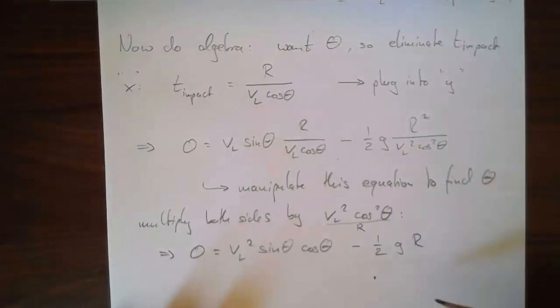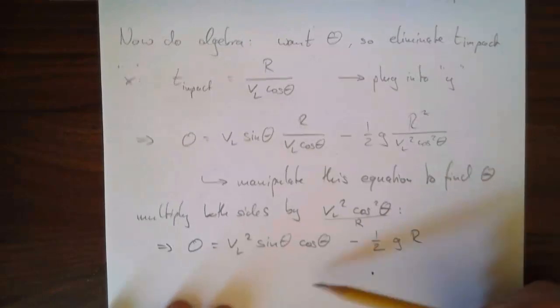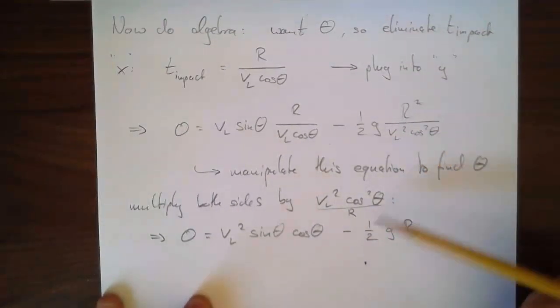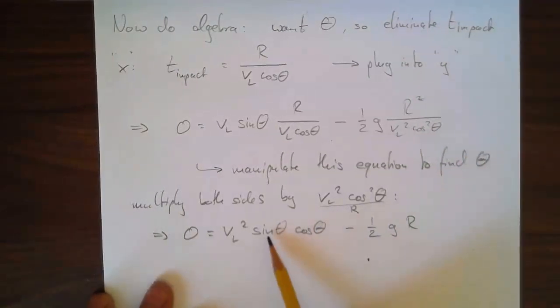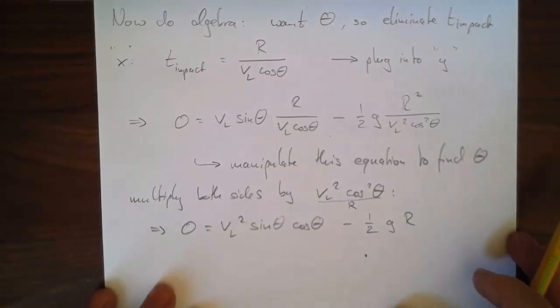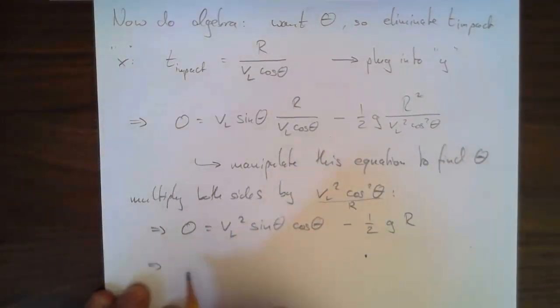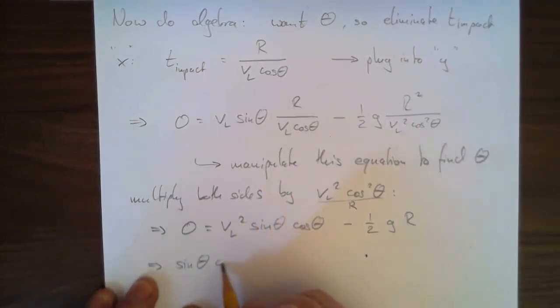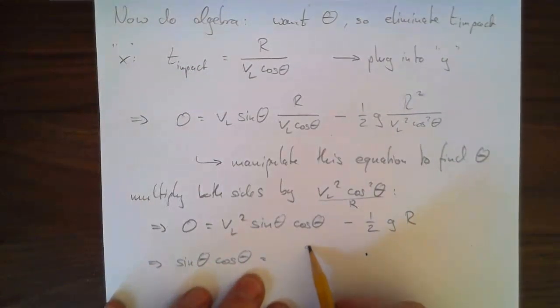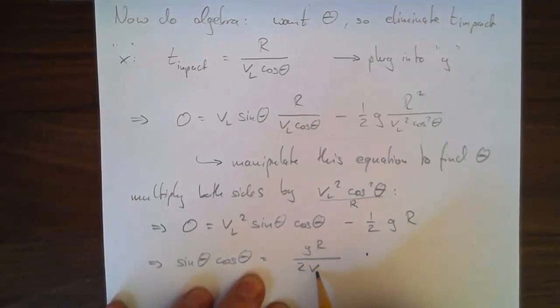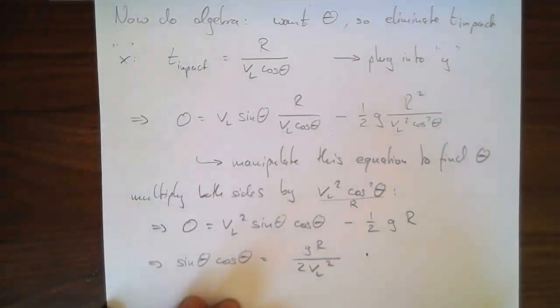Now make sure again you can follow to this line, so you're not lost, right? So make sure this makes sense to you, how I got from there to there. Okay, so now I only have one sine, one cosine. That's still a bit strange to do. Well, let me just bring them to one side, I suppose. Sine theta cosine theta is going to be equal to gr divided by 2 VL squared.